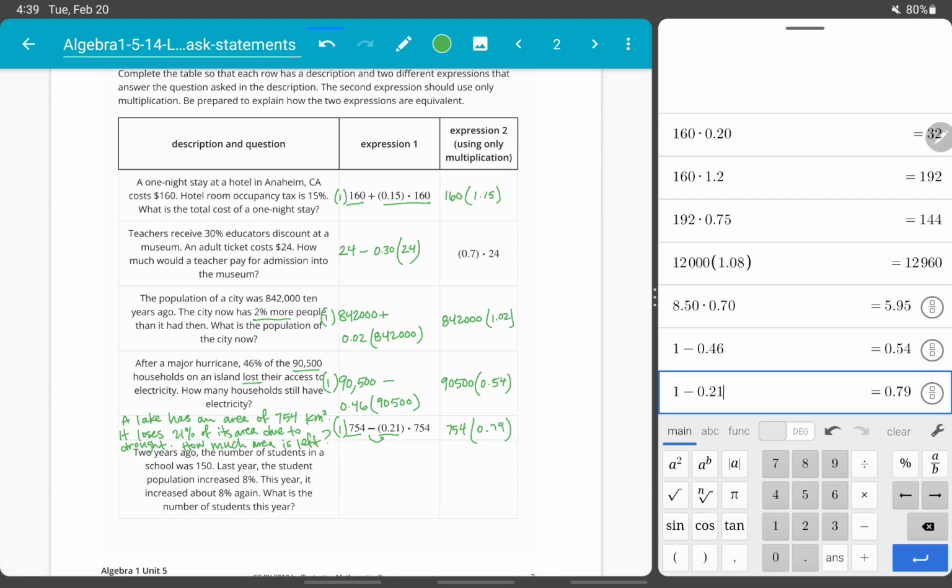And then our last one, this one doesn't have either of the expressions. 2 years ago, the number of students in a school was 150. Last year, the student population increased 8%. This year, it increased about 8% again. What is the number of students this year? So we can model this by saying we start out with 150, and then we add on to that 8% of 150.